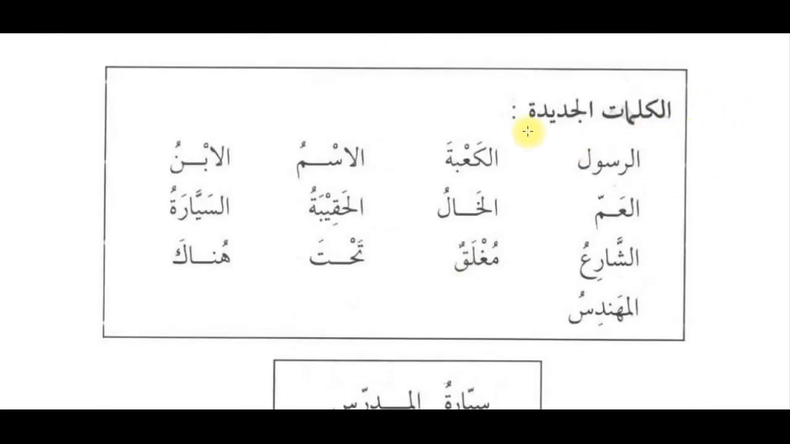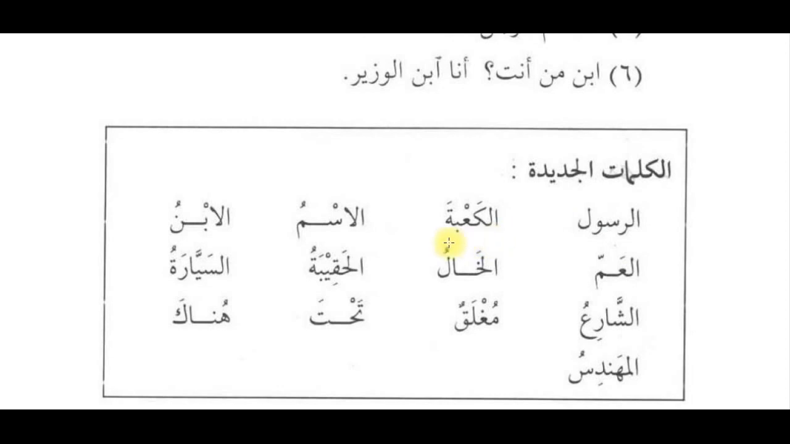Masmur Rajuli. What is the man's name? Ibnu man anta. Whose son are you? Ana ibn al-Waziri. I am the minister's son. Al-Kalimatu al-Jadidatu. New words. Al-Rasulu, the messenger. Al-Ka'batu, the Kaaba. Al-Ismu, the name. Al-Ibnu, the son. Al-Ammu, the paternal uncle. Al-Kholu, the maternal uncle. Al-Haqibatu, the bag. As-Sayyaratu, the car. Ash-Shari'u, the street.